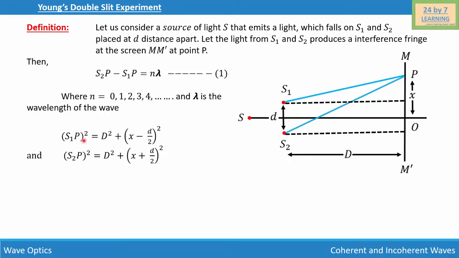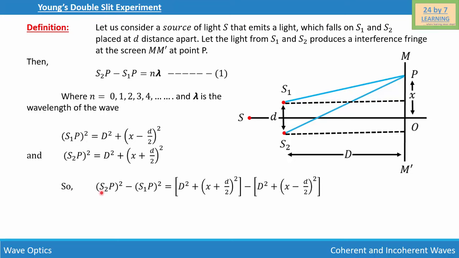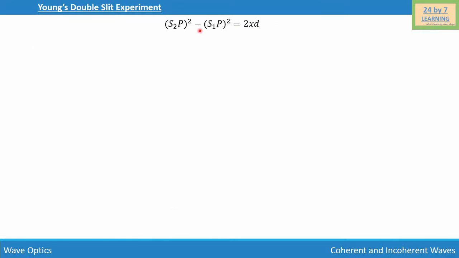Now let's find the difference between these two equations, and if we do that, we will write S2P square minus S1P square is equal to D square plus x plus d over 2 whole square, which is over here, minus D square plus x minus d over 2 whole square, which is over here. If we simplify further, we will get S2P square minus S1P square is equal to 2xd. Now let's simplify this equation: S2P plus S1P times S2P minus S1P is equal to 2xd, because I'm using the formula a square minus b square is equal to a minus b times a plus b, and that's how we got this expression.